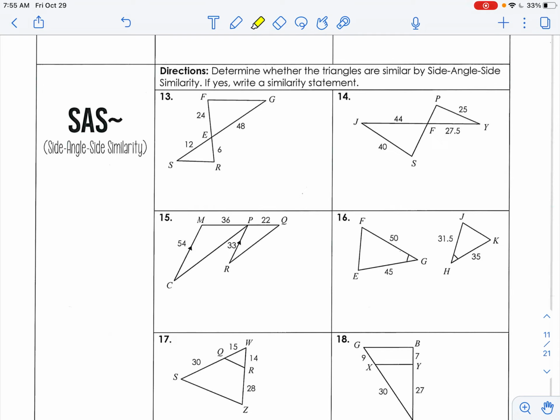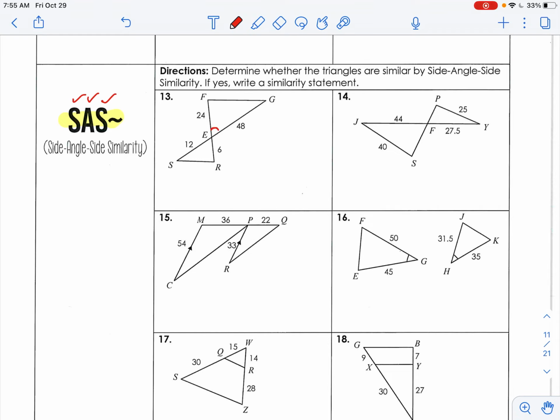All right, the last one here is SAS. You might recognize SAS. SAS is a similar postulate. It's also a congruent postulate. It's a congruent postulate if the two sides have congruent measurements. Okay? It's a similar postulate if they are proportional. All right, now remember, side angle side means the angle is included, right? It has to be in the middle.